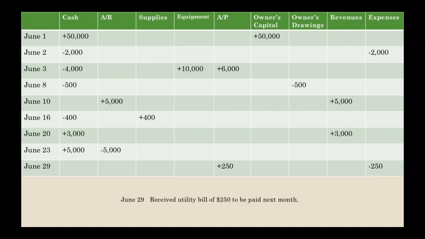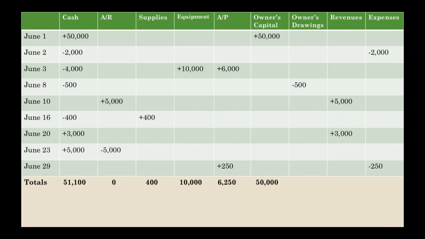So those are all of our transactions. So now we can start working on just totaling up each column. If we total up our cash column, 50,000 minus 2,000 minus 4,000 all the way down, we end up with $51,100. So we have $51,100 in cash in the company. And now we just work our way across. Accounts receivable, well, we don't have anything left in accounts receivable anymore. Supplies, $400. Equipment, $10,000. Accounts payable, $6,250. Owner's capital, $50,000. Owner's drawings, $500. Revenues, $8,000. And expenses, $2,250.